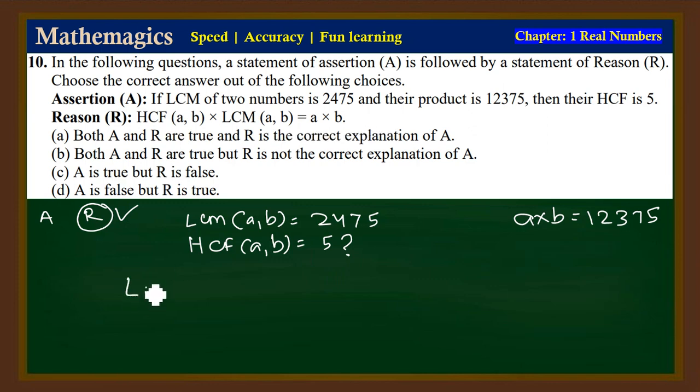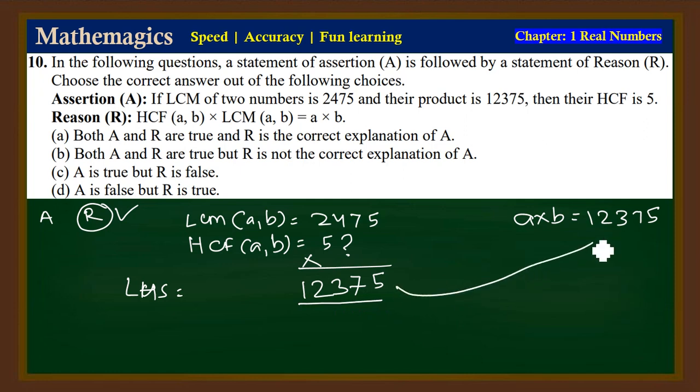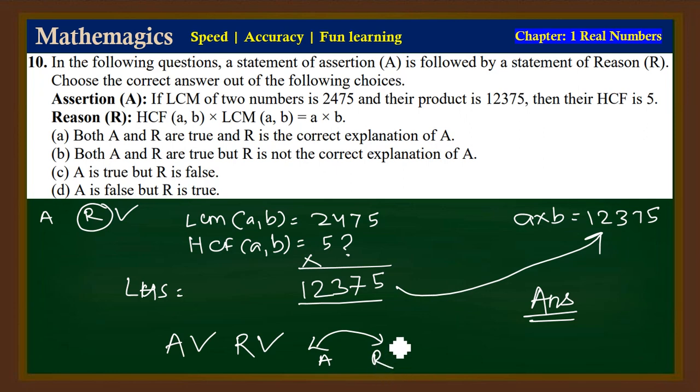So let us check the LHS. We have to multiply both the numbers: 5 times 5 is 25, 5 times 7 is 35, plus 2 is 37. Now 5 times 4 is 20, plus 3 becomes 23. Then 5 times 2 is 10, plus 2 becomes 12. So we get 12375, and the product is also 12375. It means the assertion is correct, the reason is also correct, and the reason is a correct explanation of the assertion. So obviously the correct answer is option A.